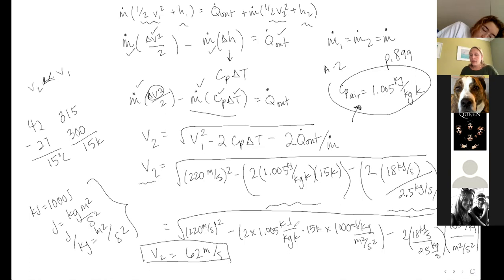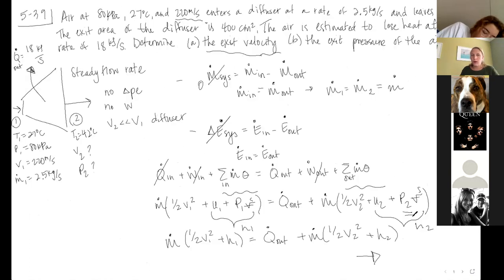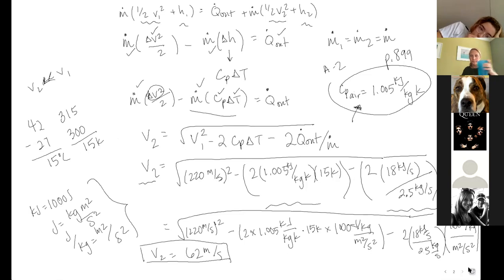All right, the second part of this problem asks for the exit pressure. So we found this velocity here of 62 meters per second. And then we want to figure out this pressure at point 2. So for part B, we want to figure out our outlet pressure, or our P2.